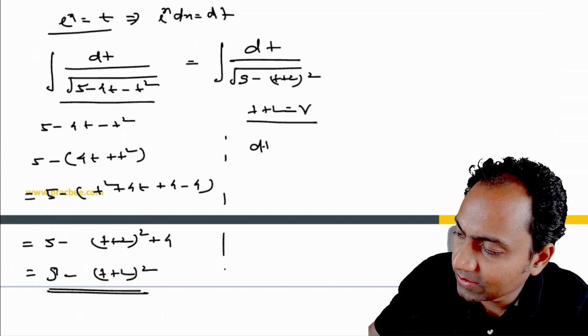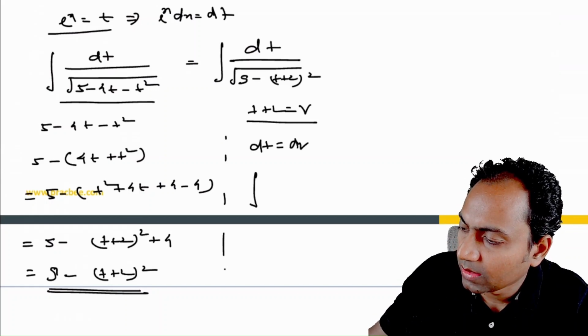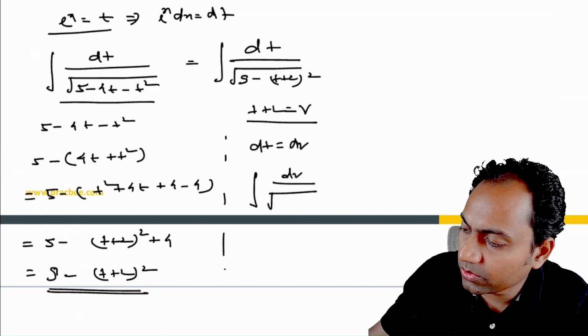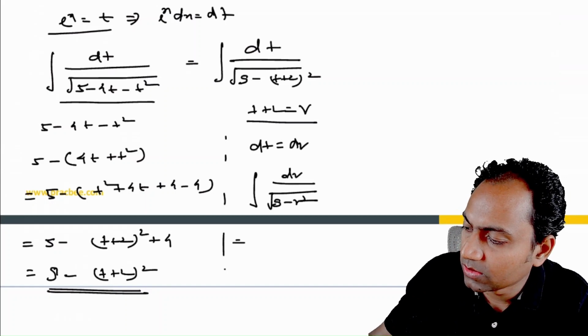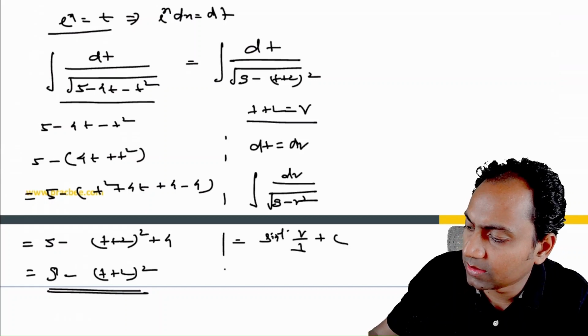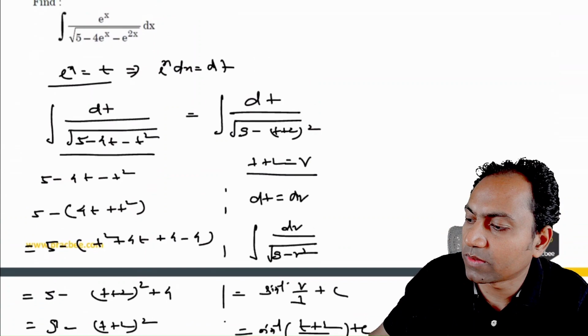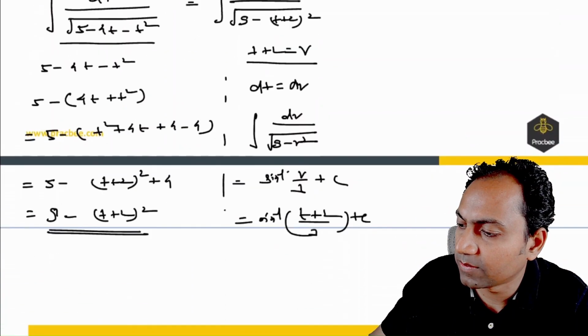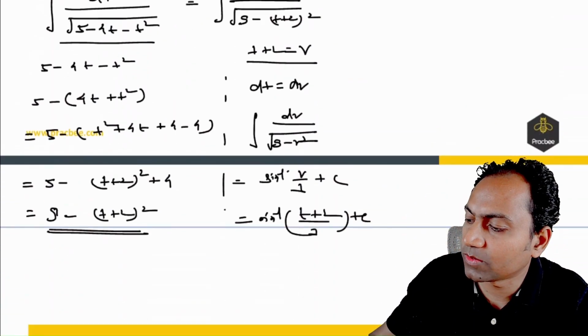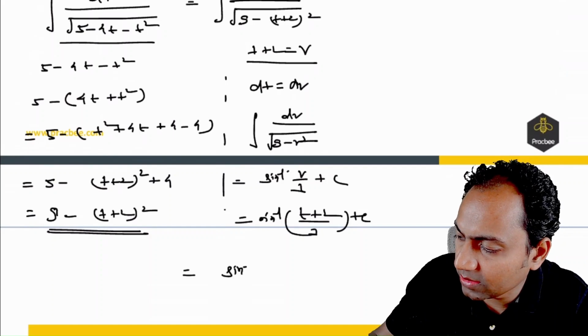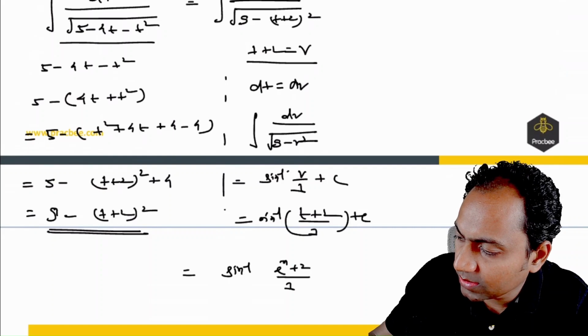One more step, differentiate, it becomes dv. And if you put it, this becomes dv by root of 9 minus v square. So the answer becomes nothing but sine inverse of v by 3 plus c. And if I put the value of v, it is nothing but t plus 2 by 3. And if I put the value of t here, it is nothing but e raised to the power x. So my final answer looks something like this: sine inverse of e raised to the power x plus 2 by 3 plus c.